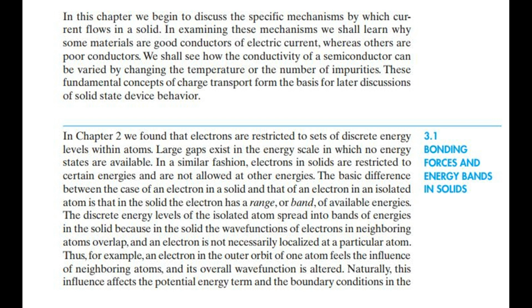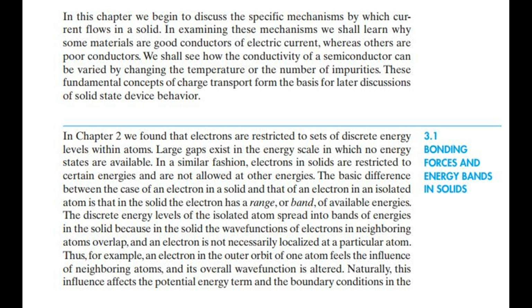In Chapter 2 we found that electrons are restricted to sets of discrete energy levels within atoms. Large gaps exist in the energy scale in which no energy states are available. In a similar fashion, electrons in solids are restricted to certain energies and are not allowed at other energies. The basic difference between the case of an electron in a solid and that of an electron in an isolated atom is that in the solid the electron has a range, or band, of available energies.